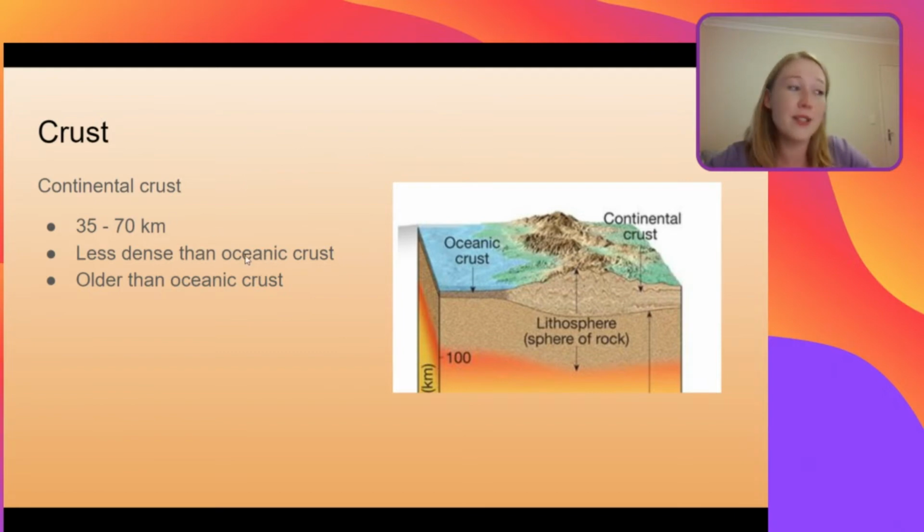It is less dense than oceanic crust, and that is important. What that means is that it would float on top of oceanic crust. Oceanic crust would dip below the continental crust because the continental is lighter and less dense.